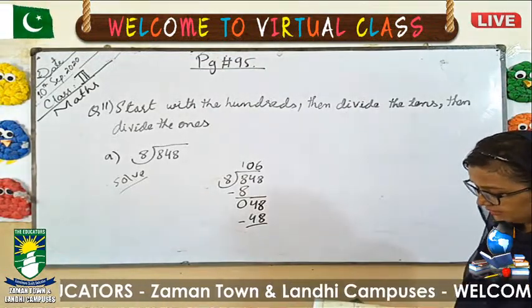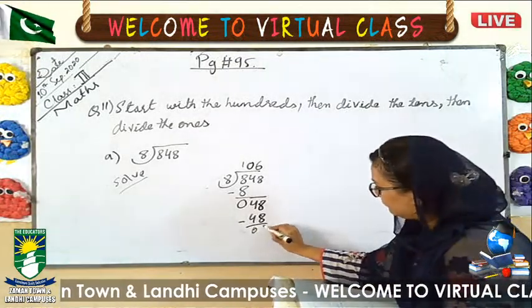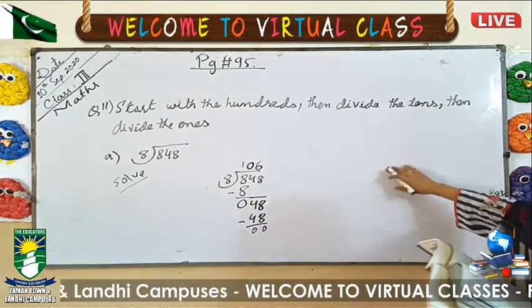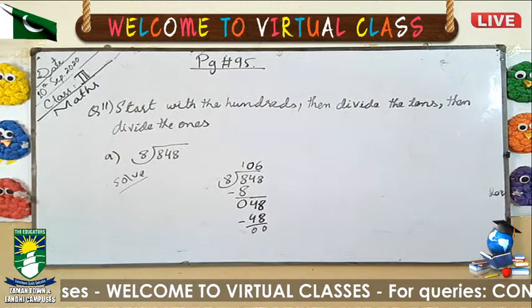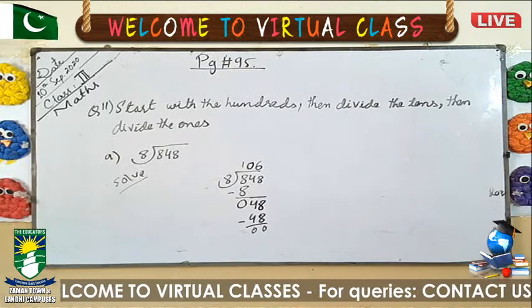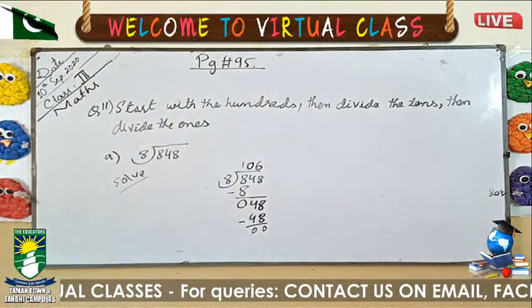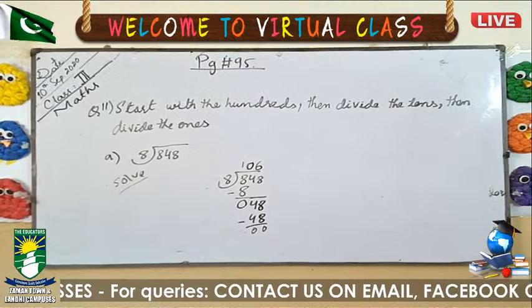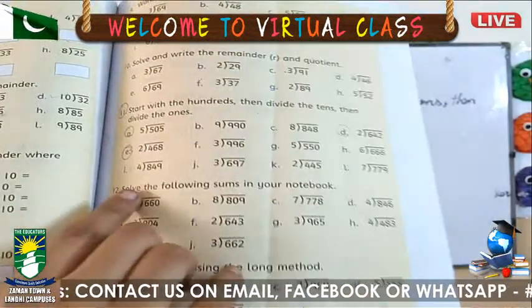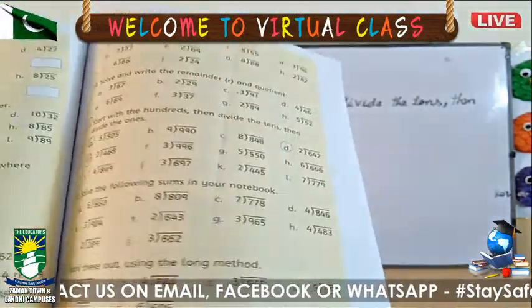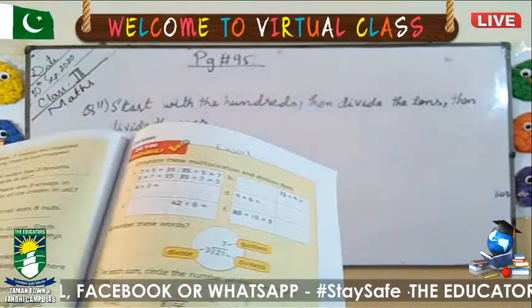Now after this, the remaining parts of this exercise you will solve in the book. The remaining parts of this exercise, parts A to D, you will do in the copy. And after this we have the bookwork related to this topic.